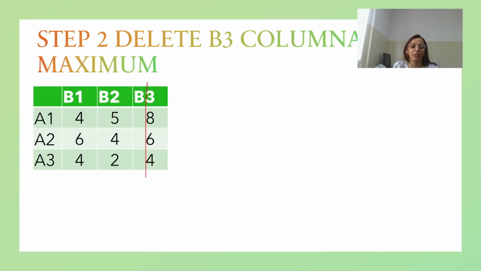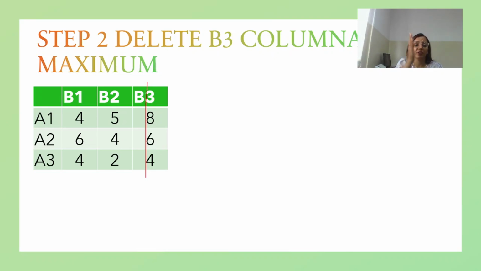Your next step is to delete the column maximum. That's column dominance, right? Now you have to use the column dominance. What we have to do is find out the maximum column value. Now over here, please have a look at the maximum value for player B.